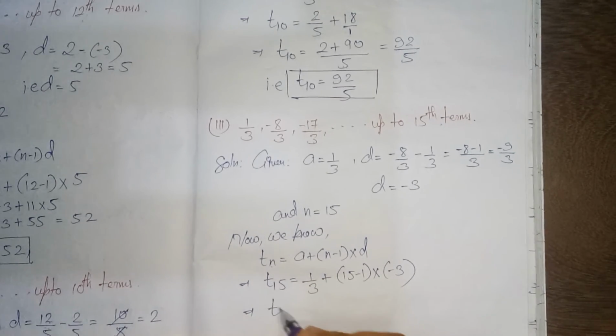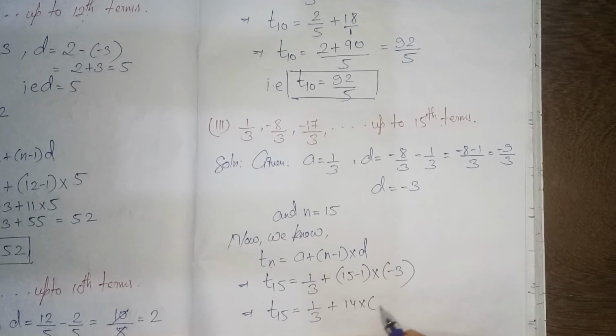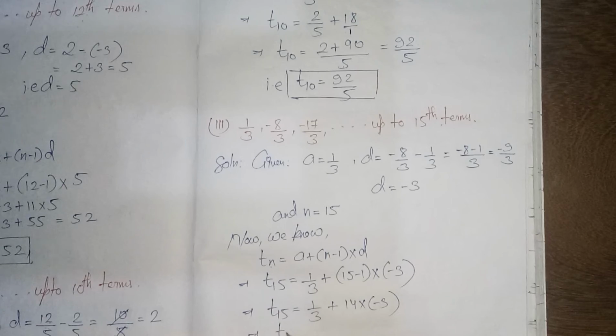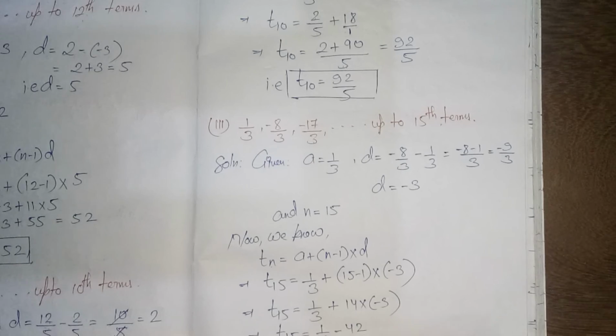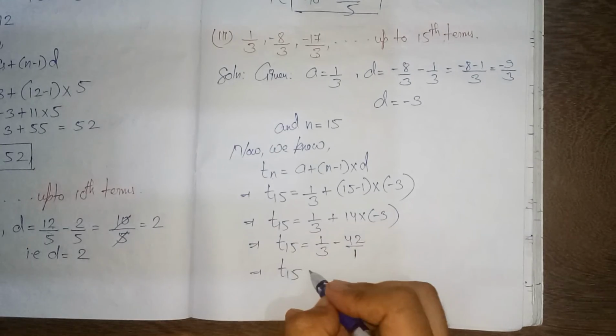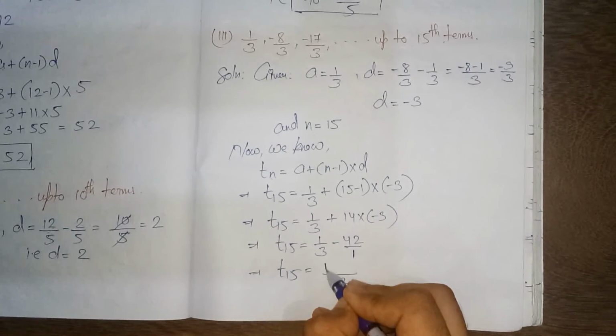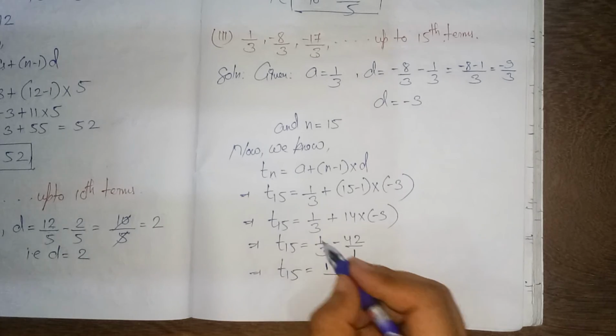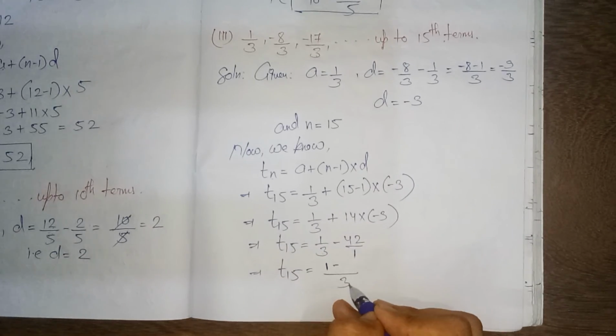So T15 equals 1 by 3 plus, this is 15 minus 1, 14, multiplied by minus 3. Implies T15 equals 1 by 3 minus 14 multiplied by 3, which is 42. Now we have to take the LCM of these two. If nothing is there, then you have to assume it is 1. The LCM of 1 and 3 is 3. 3 divided by 3 is 1, and 1 multiplied by 1 is 1. 3 divided by 1 is 3.